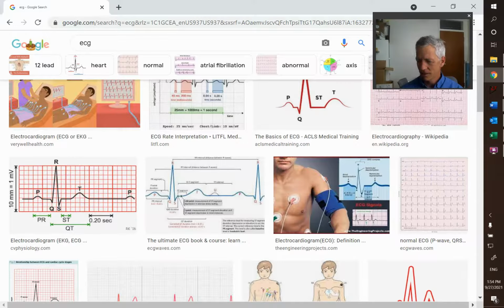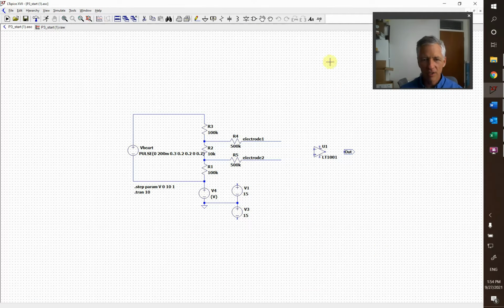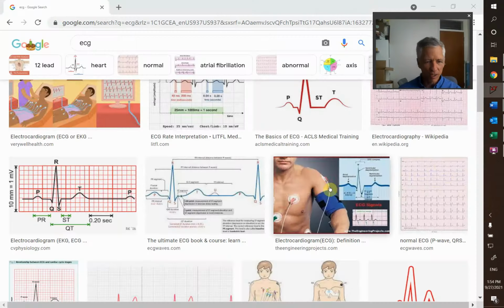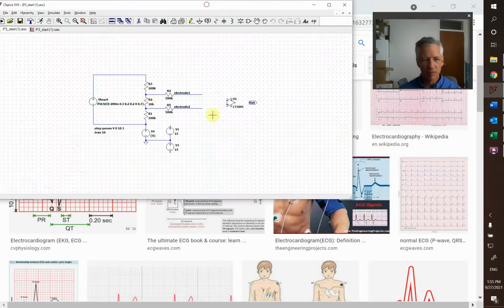So if we go over to LTspice, here is our starting circuit. The first thing that we notice is that we have a variable voltage source here, and because you can't really ground the whole body, you're going to get a floating voltage on the body. Also, you see that we have these two electrodes. These two electrodes are the wire and the connection of the pad trying to go through the skin to the electrical system of the body.